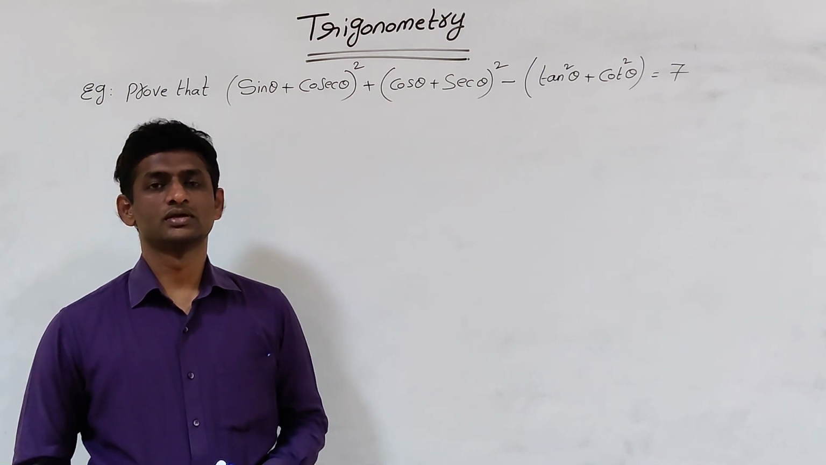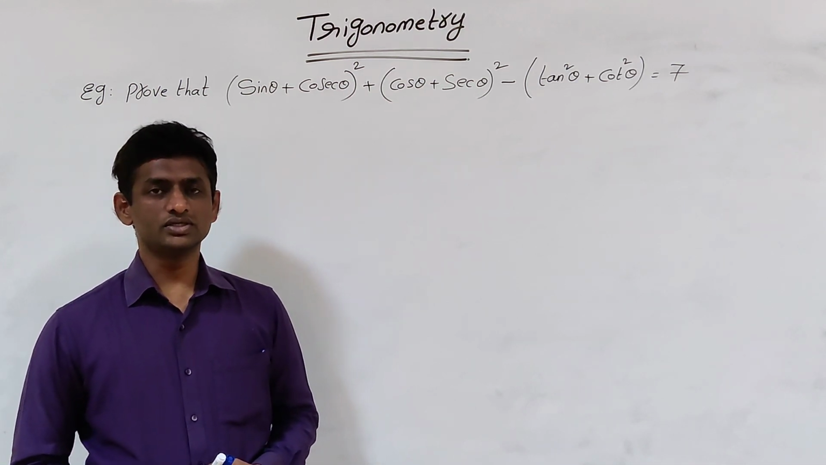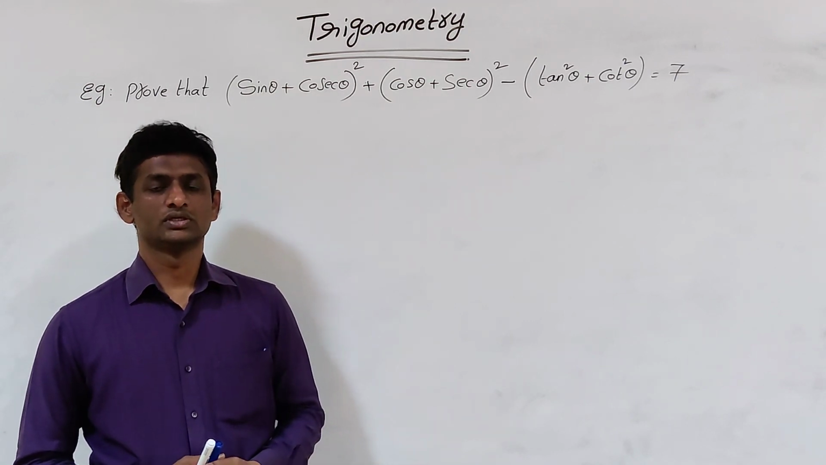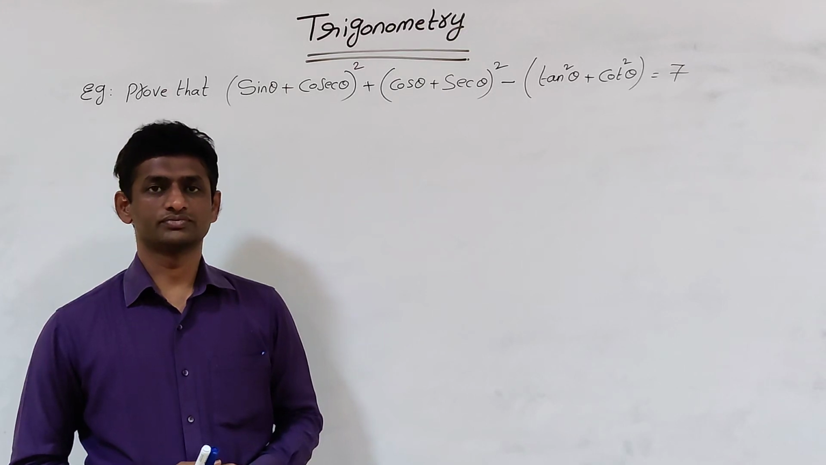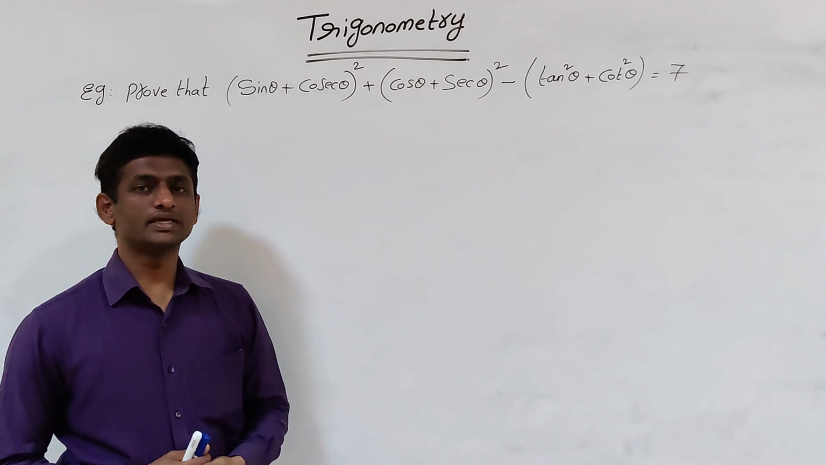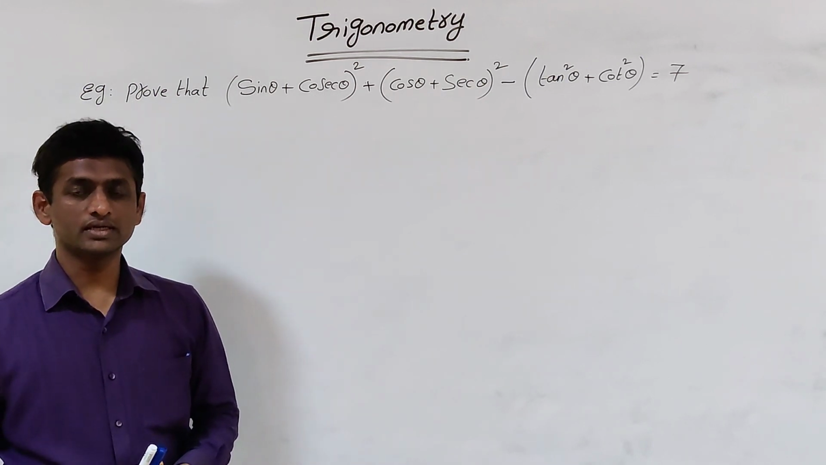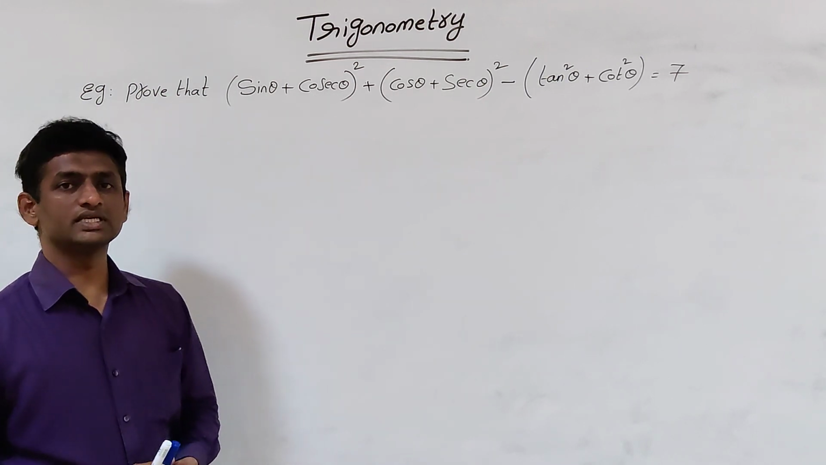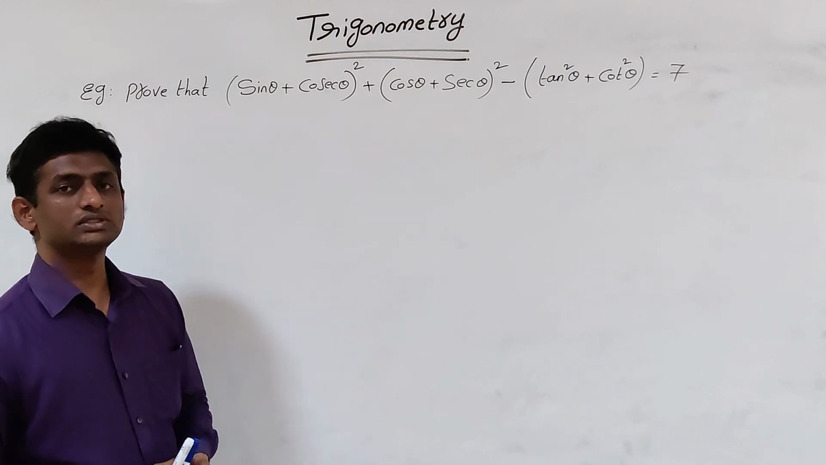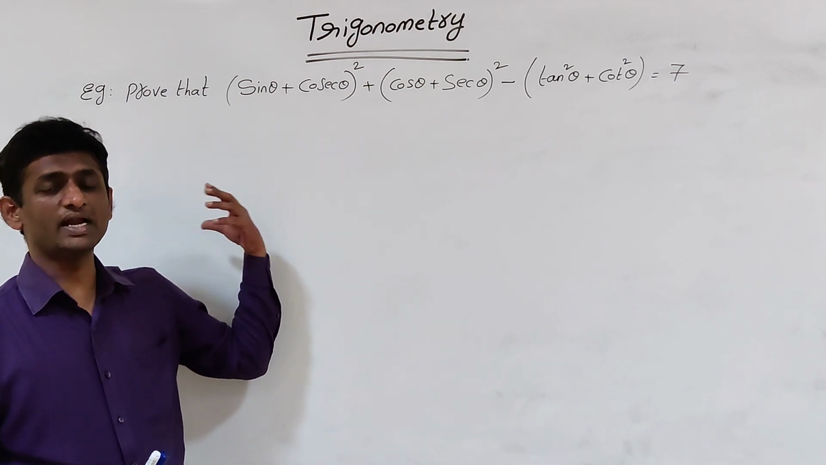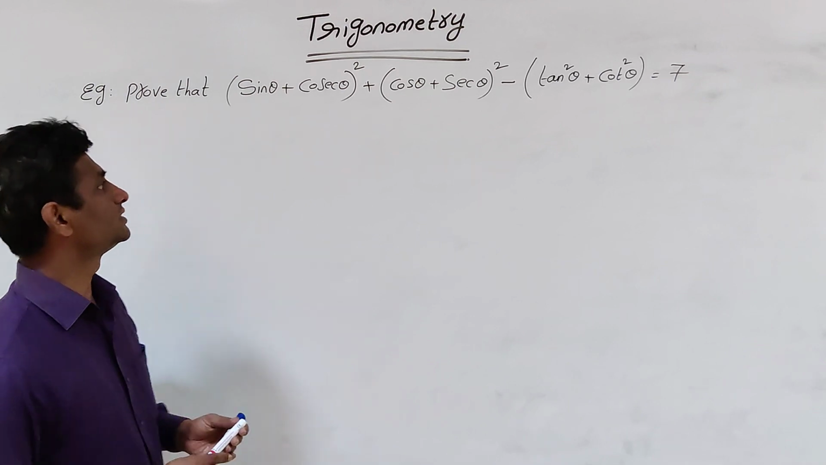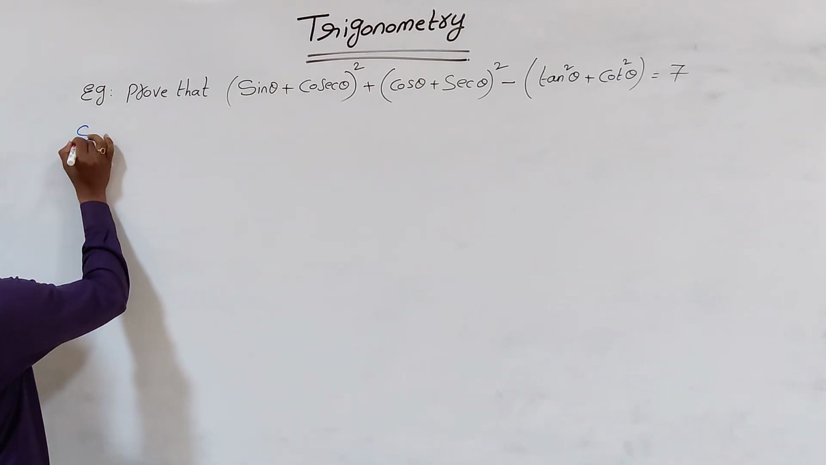Hello students, today in this session we will see some problems related to the trigonometric ratios and different angles. Example: prove that (sin theta plus cosecant theta) whole square plus (cos theta plus secant theta) whole square minus (tan square theta plus cot square theta) is equal to 7. Now we'll expand the LHS and we have to prove that it is 7. So let's see the solution.